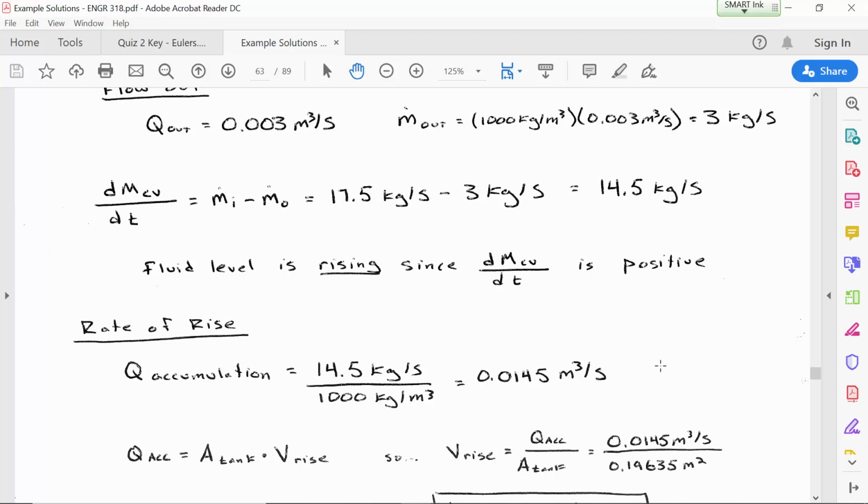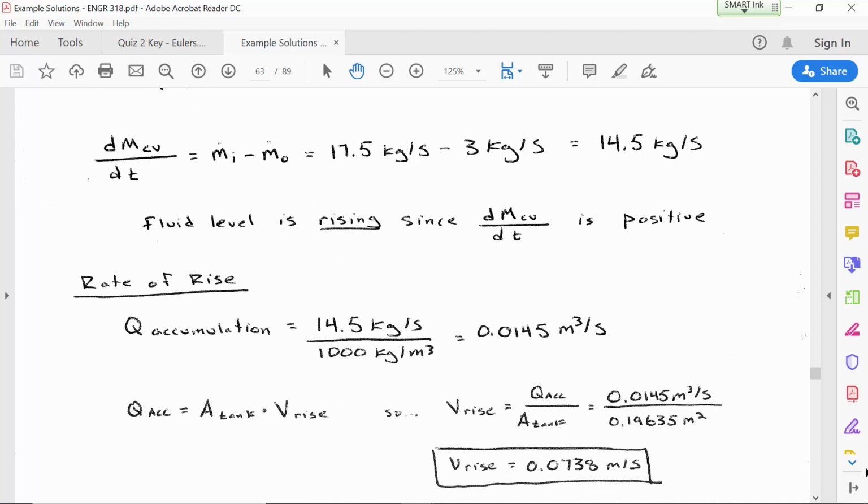If that's the volume of accumulation, the rate of rise of the water level is the volume of accumulation divided by the cross-sectional area of the tank. So what we should see is that the liquid level is rising at a velocity of 0.0738 meters per second.